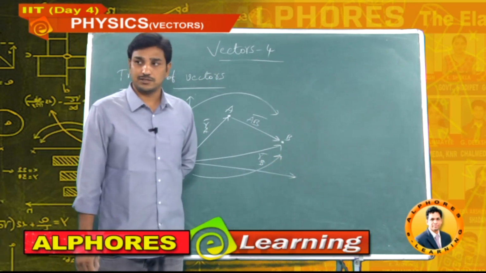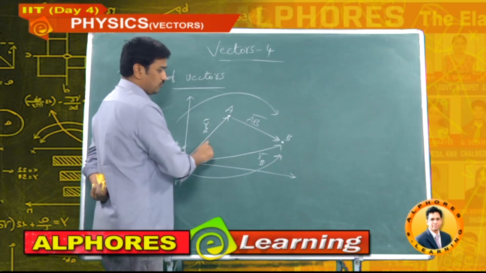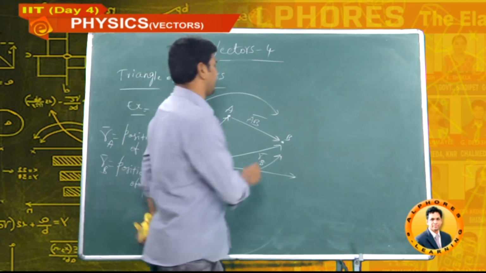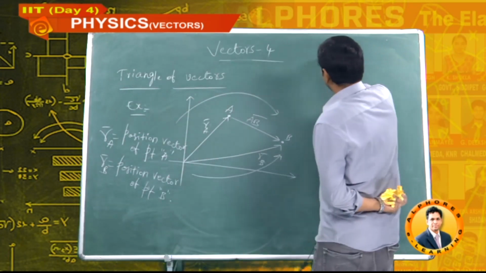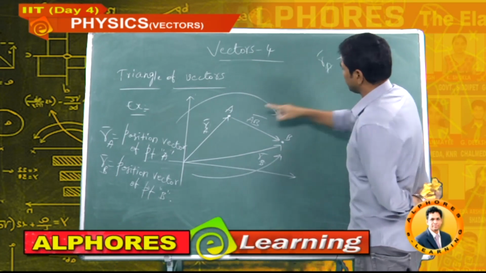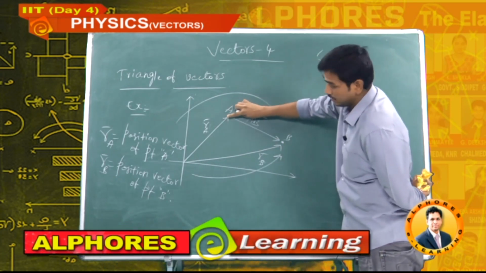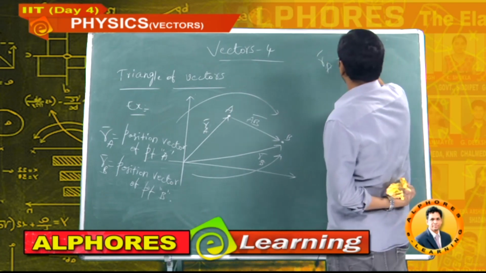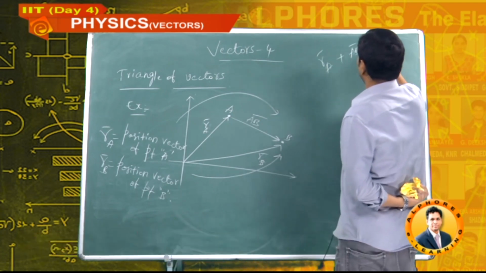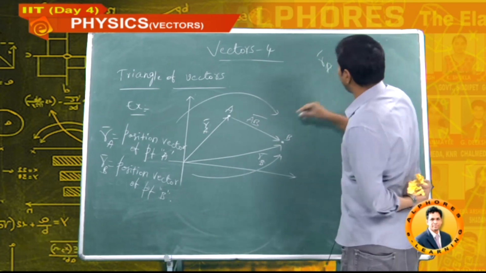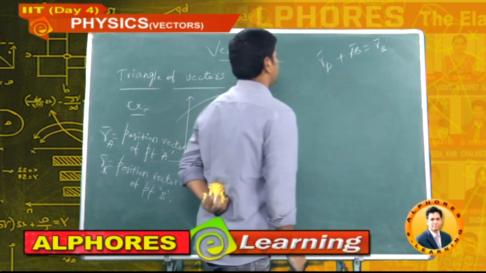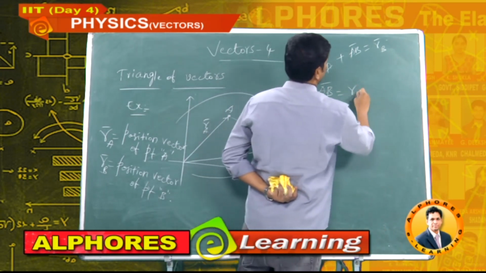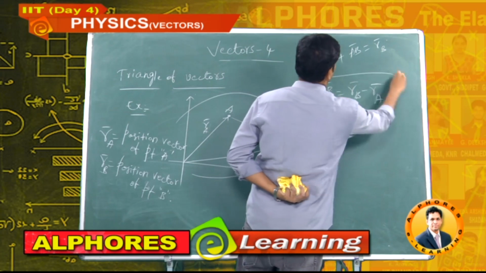What is the triangle law of vectors? These two represent two sides of a triangle. The third side is the closing side, that is RB bar. Now I am applying this law. RA bar plus, head connected with the tail. When head is connected with tail, that is the process of addition. RA bar plus AB bar is equal to RB bar. Now AB bar is equal to RB bar minus RA bar.